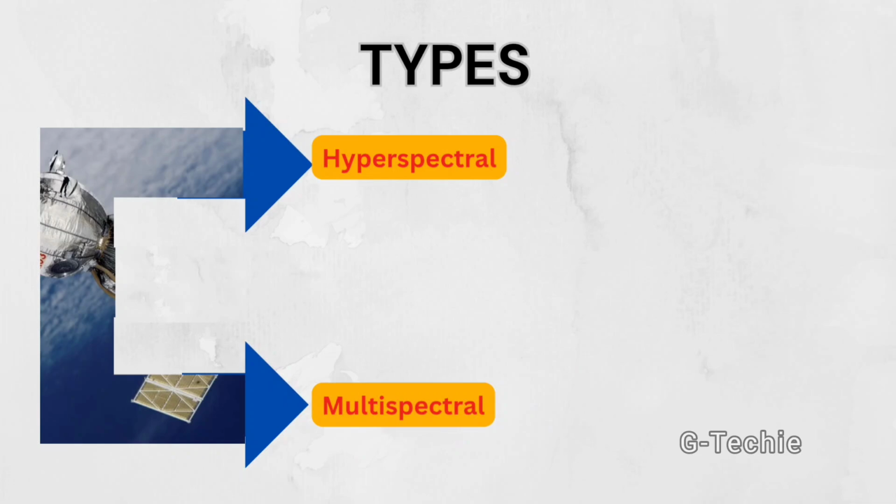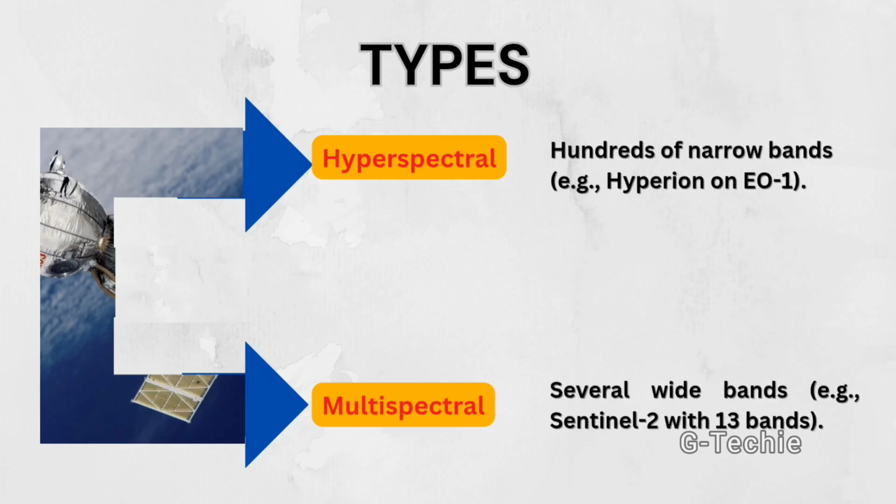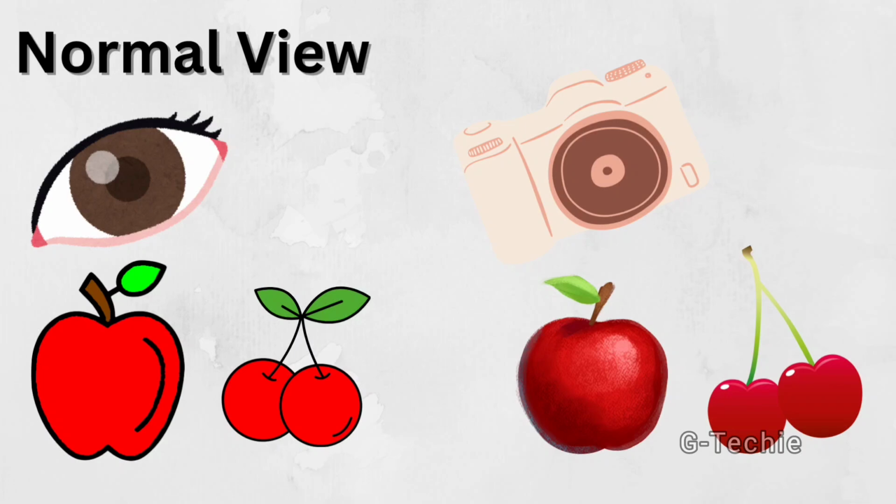Next, types. There are 2 types: one is hyperspectral, another one is multispectral. Hyperspectral means hundreds of narrow bands, example Hyperion. Multispectral means several wide bands, example Sentinel, Landsat, etc. Here you can understand the concept much better. Normally our eyes capture similar colors, as shown in the apple and cherry, but in the view of a camera lens, adjustment, hue and saturation play a vital role.